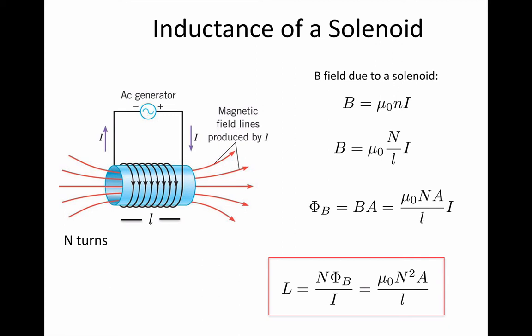So now we have an expression for inductance that only depends on the geometry, the physical dimensions of the coil, just like we were able to find an expression for capacitance that only depended on the area of the plates and the distance between them.